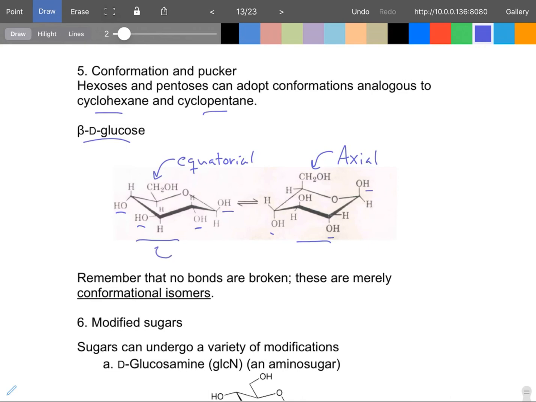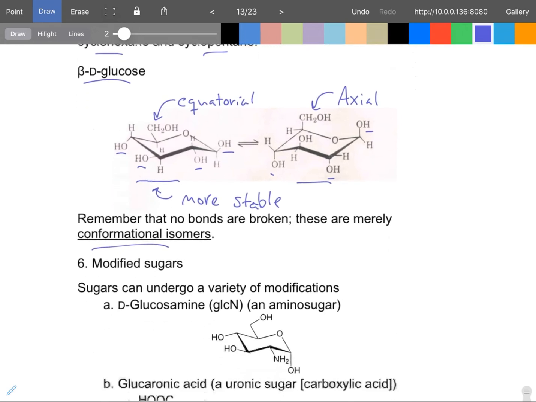So I think we all can agree that this form is more stable, and because of that, this is going to be the more favored form. We're going to see beta-D glucose in solution exist in that form more commonly. And again, these are conformational isomers, so you should be able to see rotated bonds and things like that. There was no breaking of bonds to go between those 2.